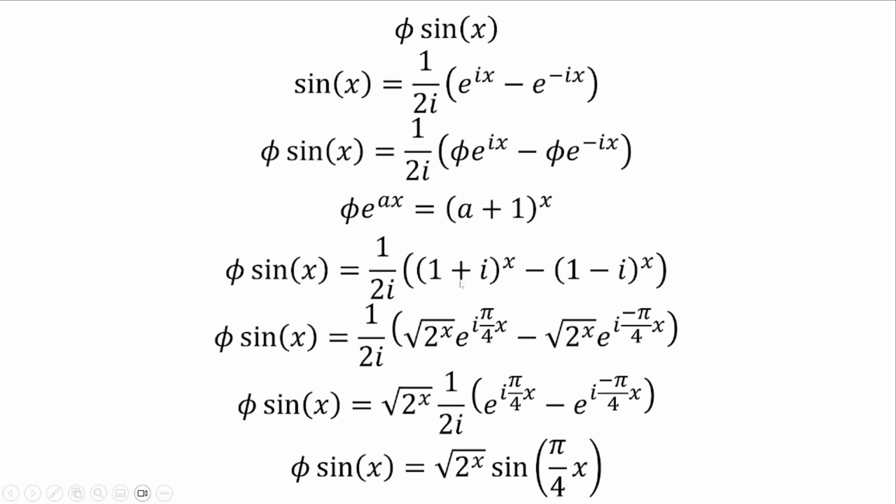If we change this into the polar form instead of the Cartesian form, we will get these equations. If we take the square root of 2 to the x as a common factor, we will notice that this is precisely the sine of pi over 4 multiplied by x. So we have derived phi of sine x to be the square root of 2 to the x times sine of pi over 4 multiplied by x.